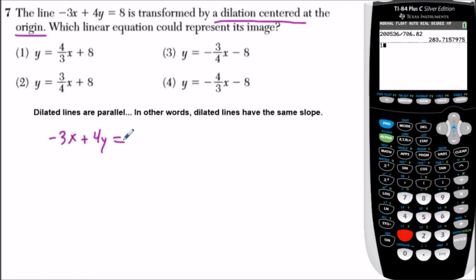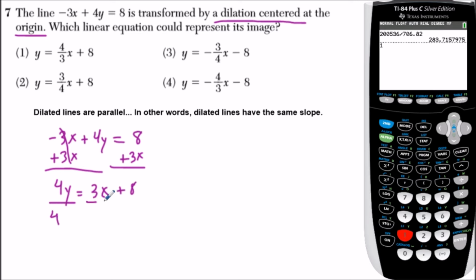So the strategy here is to take the line that we're given, and when we solve this for y, it's going to tell us the slope of the line. So we're going to add 3x to both sides. And next step, we're just going to divide by 4. So what we have now is y equals 3/4 x plus 2.